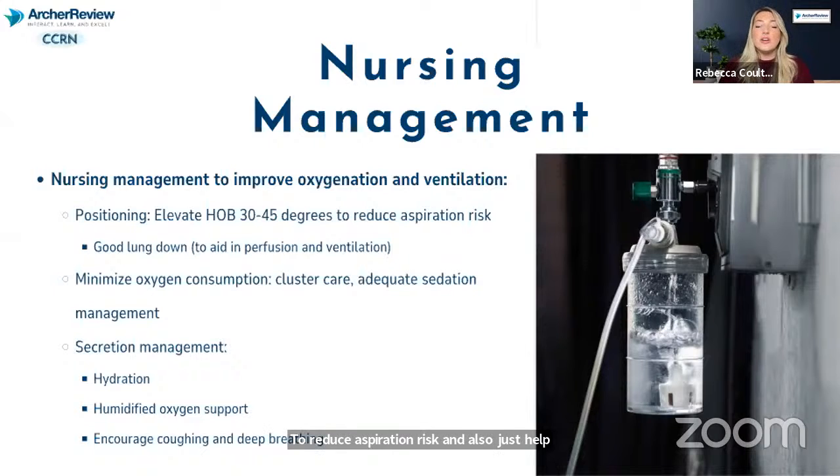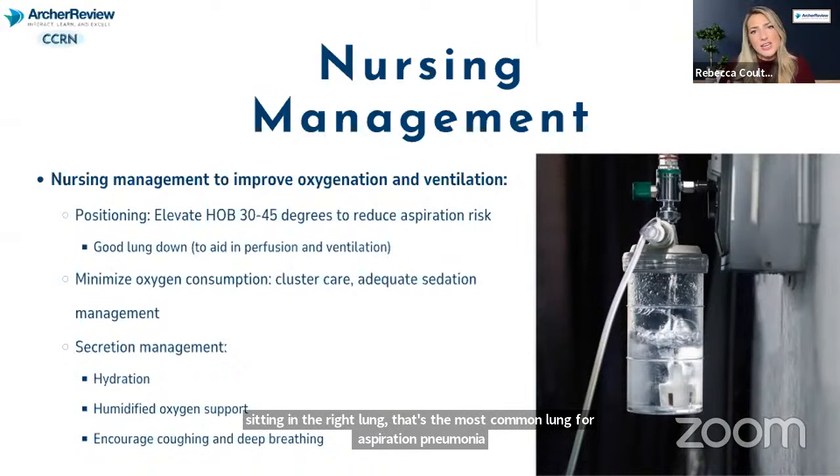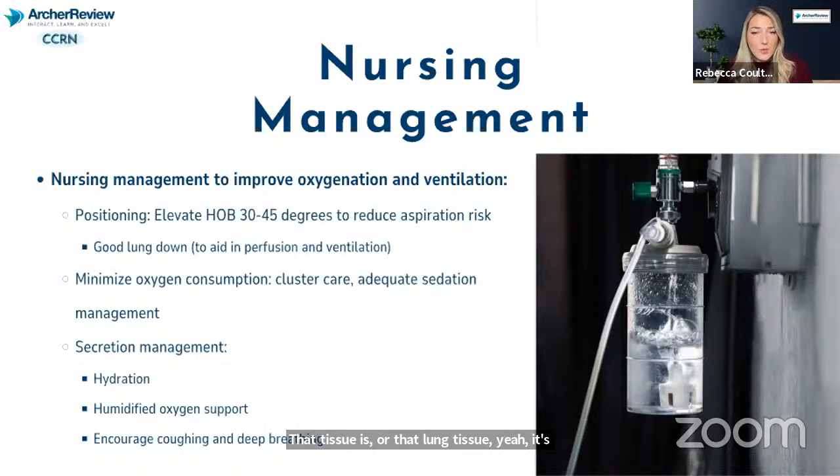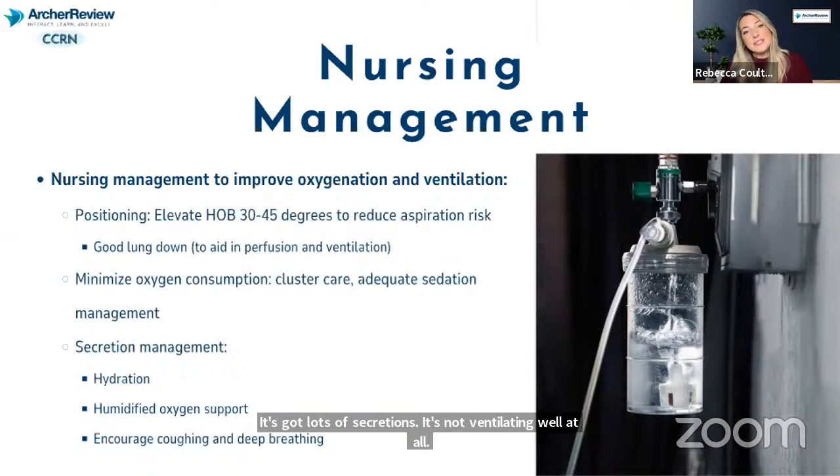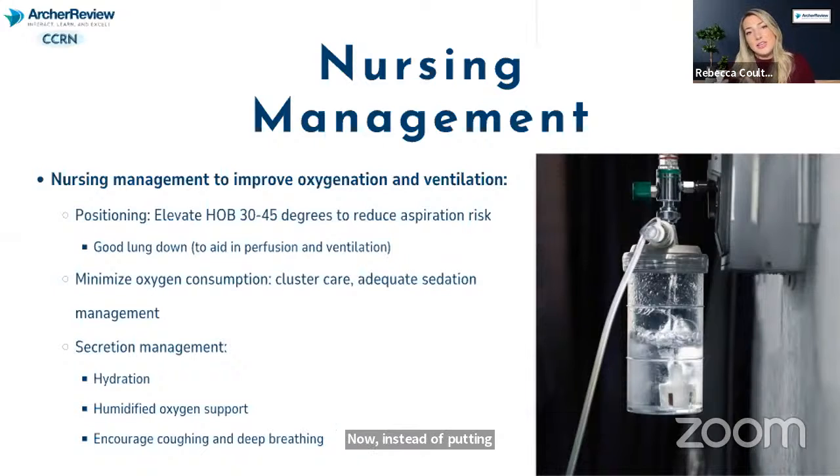We do operate on a good lung down principle. This is to aid in perfusion and ventilation. Let's say we have an aspiration pneumonia sitting in the right lung, that's the most common lung for aspiration pneumonia. That lung tissue is junky. It's got lots of secretions. It's not ventilating well at all. If we put them on their right side, where all of that junky lung tissue is that's not ventilating, we're going to send perfusion more so to that right lung than our left. So we want to do good lung down.